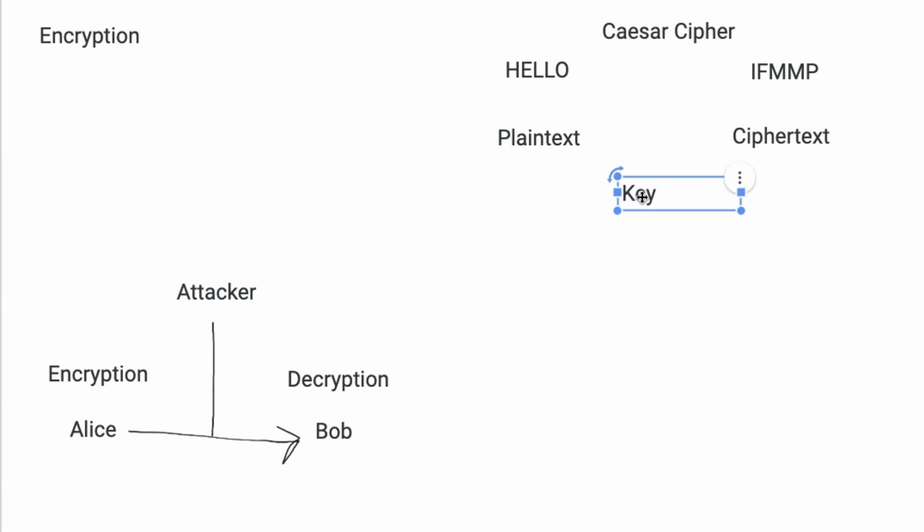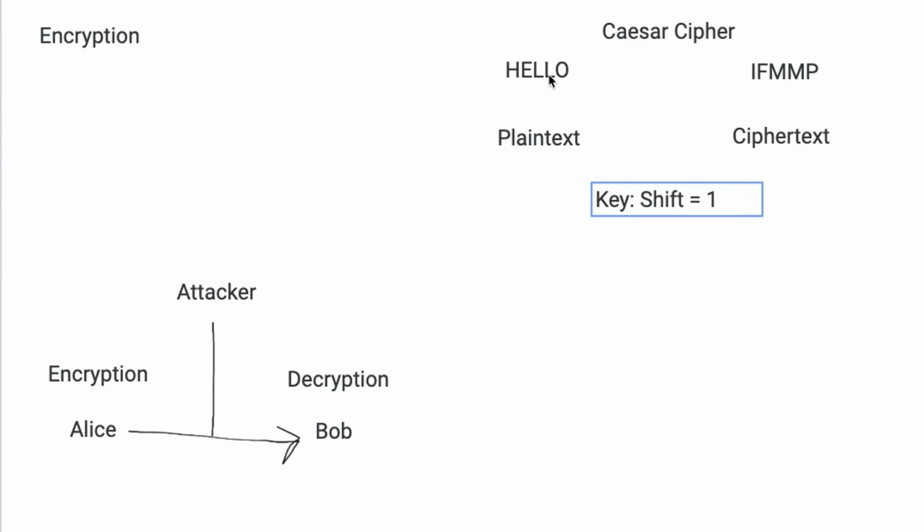IFMMP. And what would be the key in this scenario? Well, the key in this scenario would be the method that was used to turn HELLO into IFMMP, which is the shift, which in this scenario is 1. So as you can see, the key is basically the information that the shift used was 1.